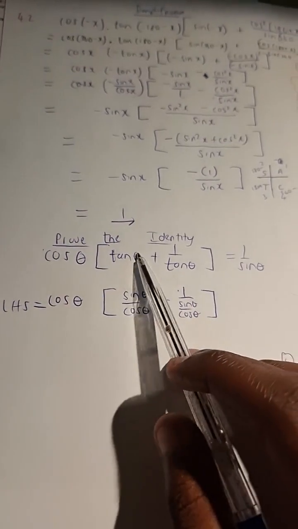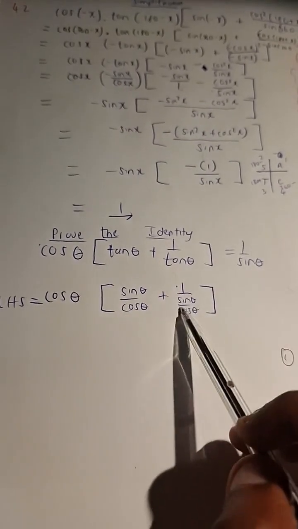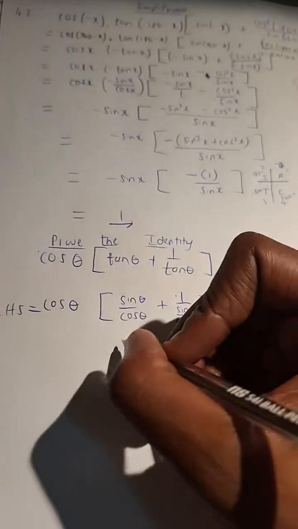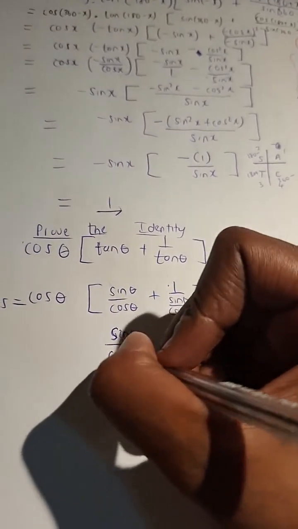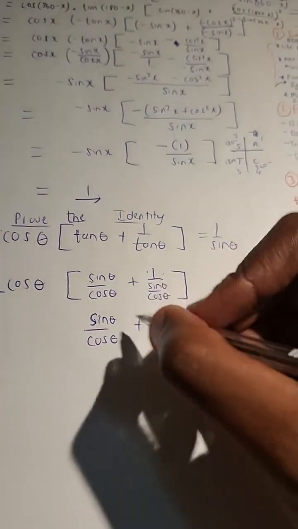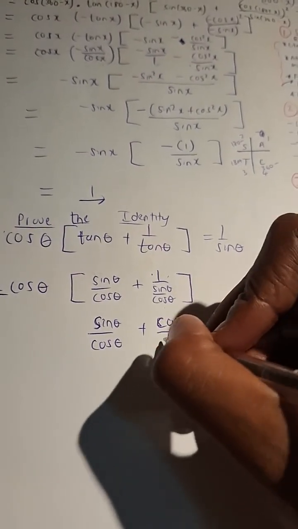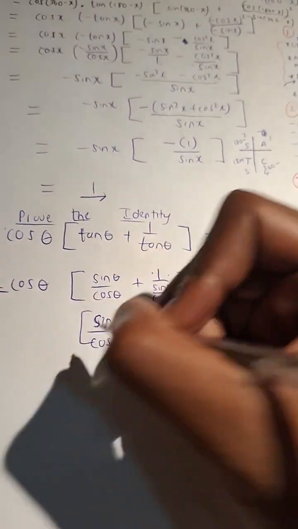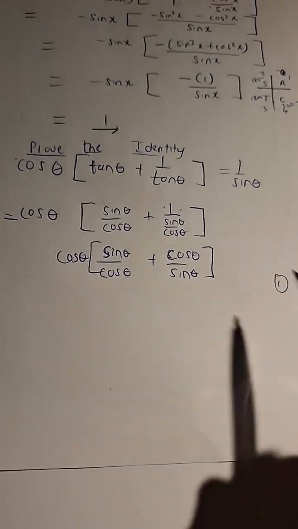So we take the complicated side, which is the left hand side. We've just changed tan theta to sin theta over cos theta. Then 1 over tan theta, what did we do to it? We wrote it as 1 over (sin theta over cos theta). But if we rewrite that, it's actually equal to cos theta over sin theta. Hope that makes sense, guys. The cos theta is still outside. Do you see how that works?